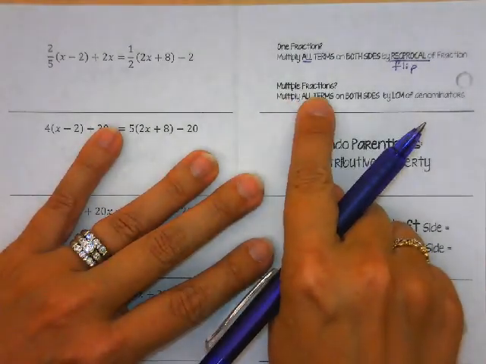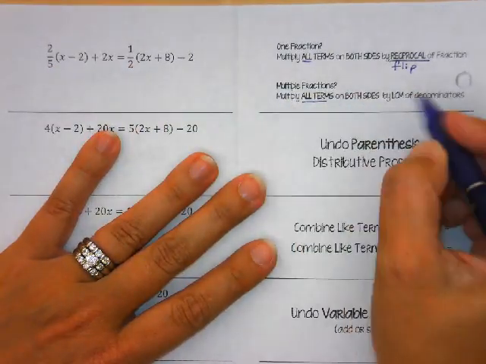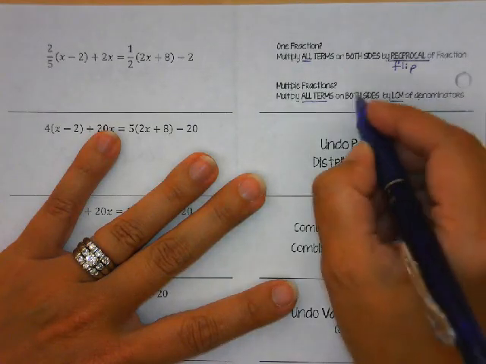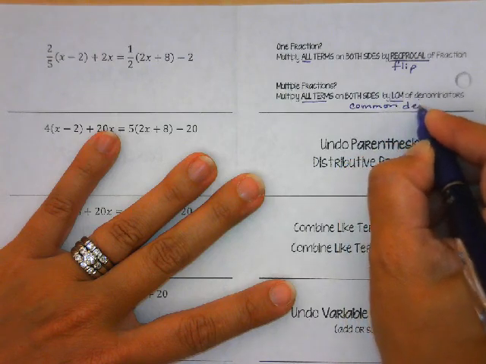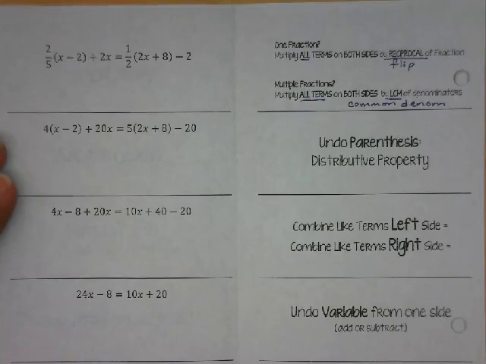If we have multiple fractions like we do here, we're going to multiply all of our terms by our least common multiple of denominators. So essentially, just think about what is your common denominator. Okay, that's what this is asking you to do.